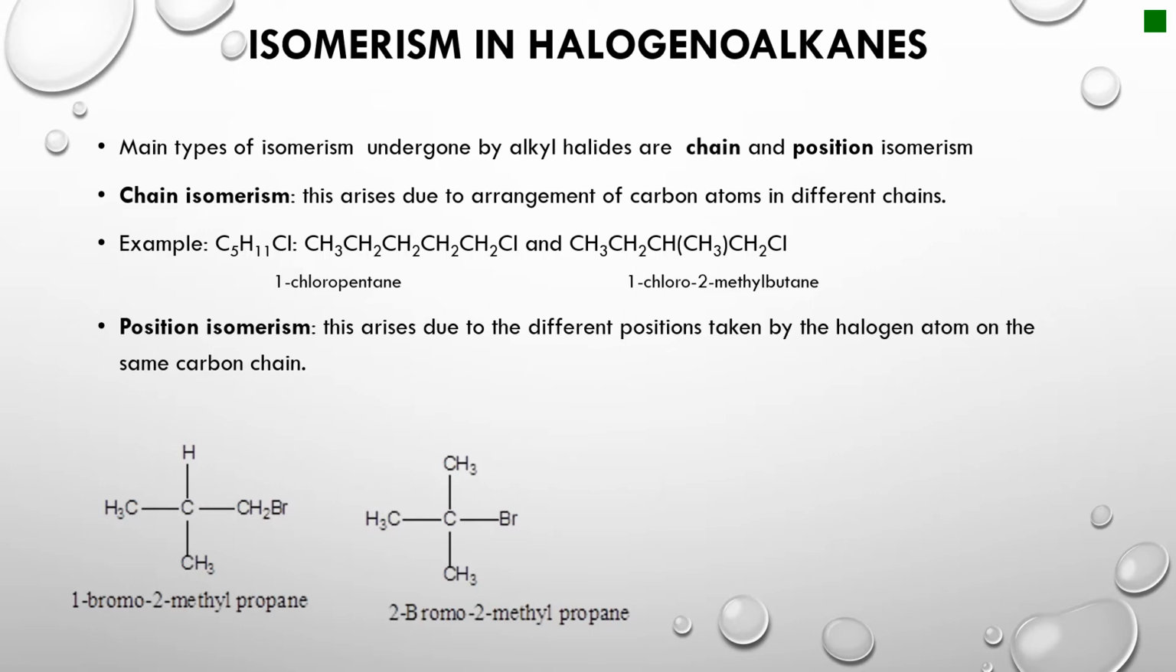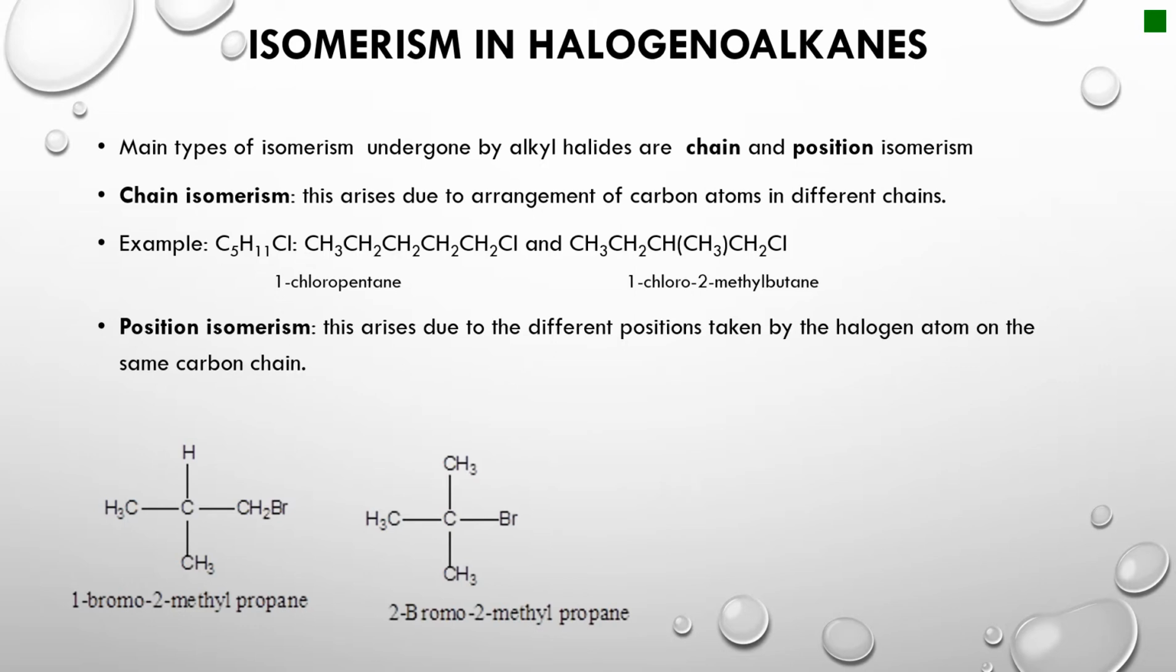Example, C5H11Cl: CH3CH2CH2CH2CH2Cl, which is 1-chloropentane, and CH3CH2CH(CH3)CH2Cl, which is 1-chloro-2-methylbutane.